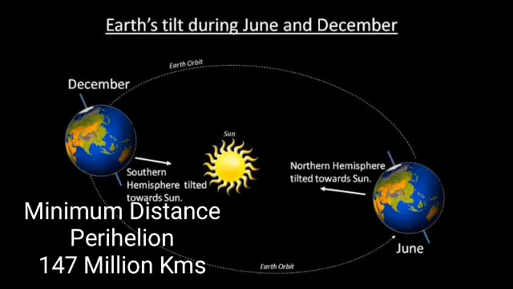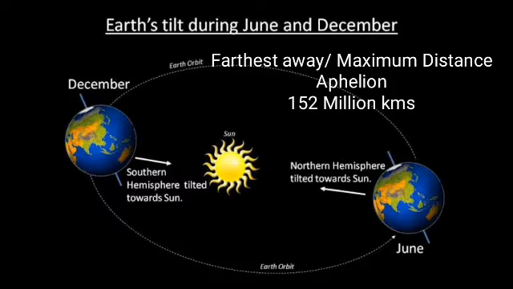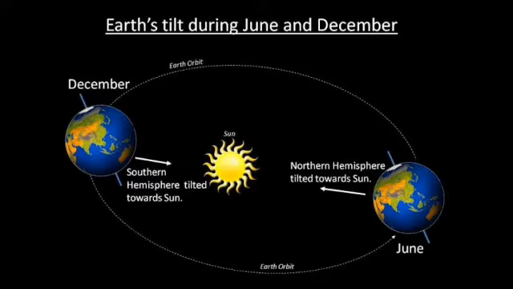The minimum distance, the perihelion position, is about 147 million kilometers from the sun. It means the earth at its closest position in the orbit is about 147 million kilometers away from the sun. On the opposite side, at the aphelion position, which is the farthest point in its elliptical orbit, it is about 152 million kilometers. This distance has just a 5 million kilometer difference between the nearest point and the farthest point.